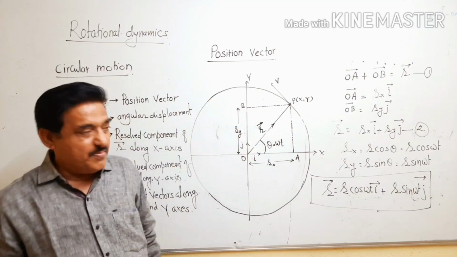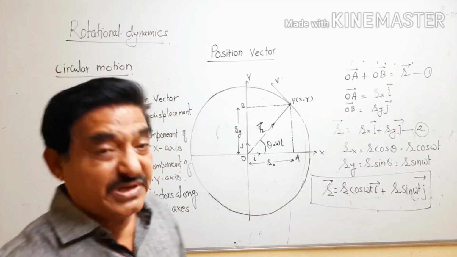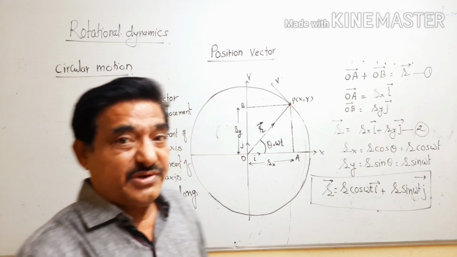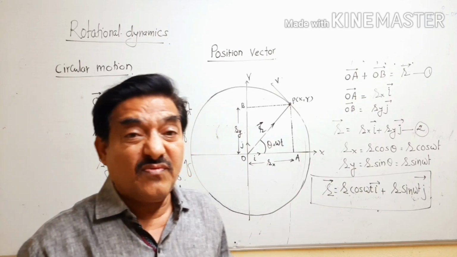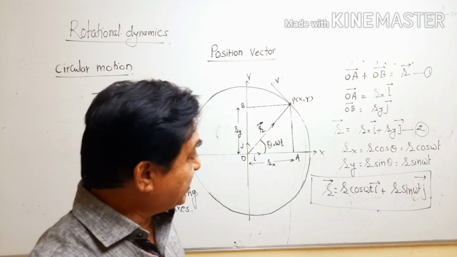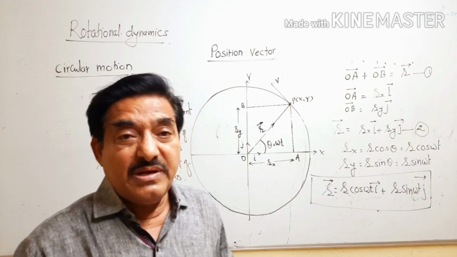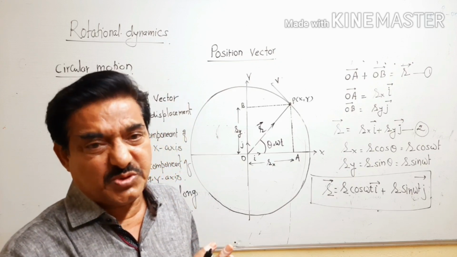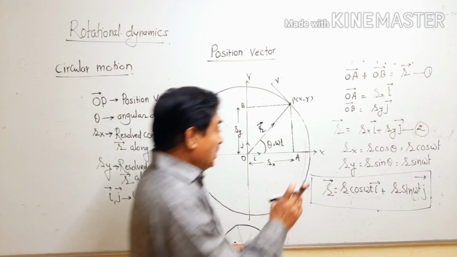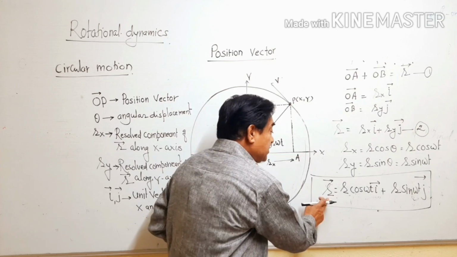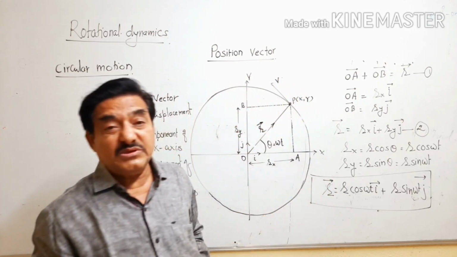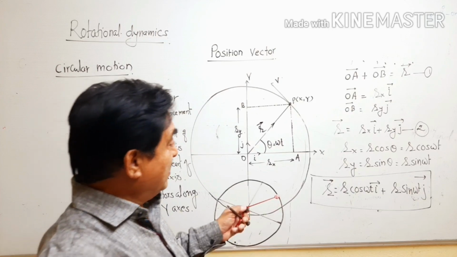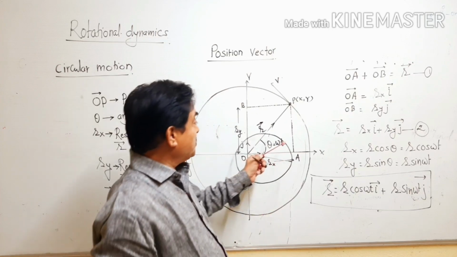So what is the importance of this position vector in circular motion? Position vector describes the position of a particle in circular motion. At the same time, it gives the displacement of the particle from the reference position. So this is the linear displacement of the particle from the reference position. This is the importance of this position vector R.